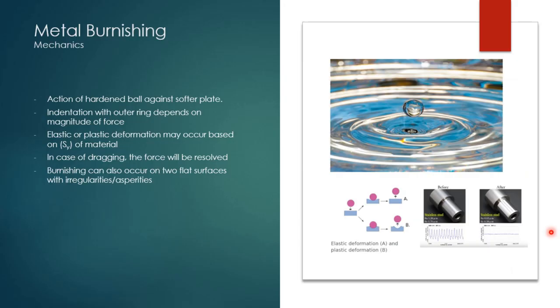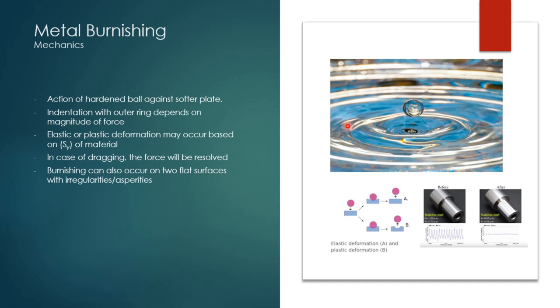Now, since we know the basics of what exactly the metal burnishing process is all about, let us see the basic mechanics behind it. Okay, so let us illustrate this mechanics by considering the action of a hardened ball against the softer flat surface workpiece or plate.